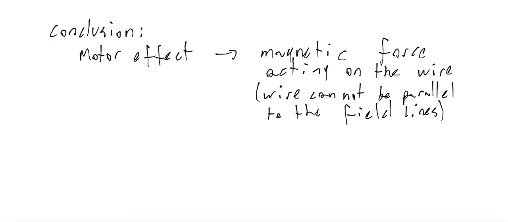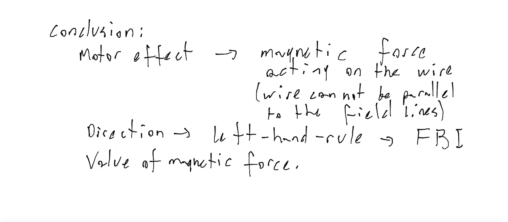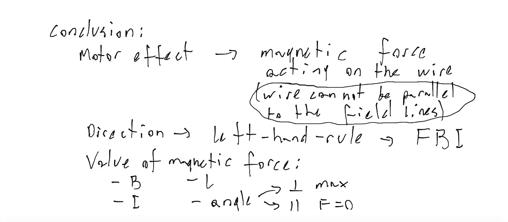Okay. How to find the direction of magnetic force? The direction of magnetic force is related to the left hand rule. I'm not going to repeat the picture again, but remember, you have to make the FBI sign. Okay? And the value of the magnetic force depends on a few factors: on the strength of the field, on the value of the current, on the length of the wire in the magnetic field, and on the angle. But in the case of angle, remember, if there is a right angle, then it's the maximum possible. If it's parallel, then the force is equal to 0. I wrote this here. The wire cannot be parallel to the field lines. Please copy this to your notebooks.